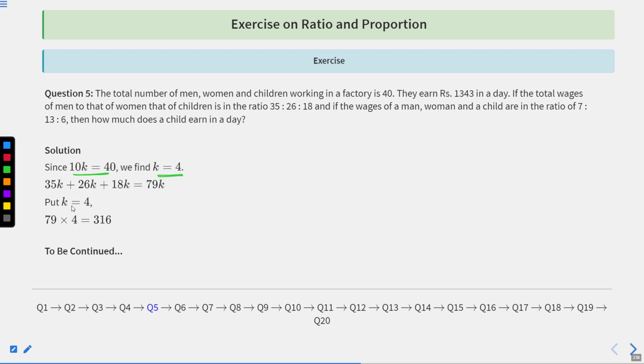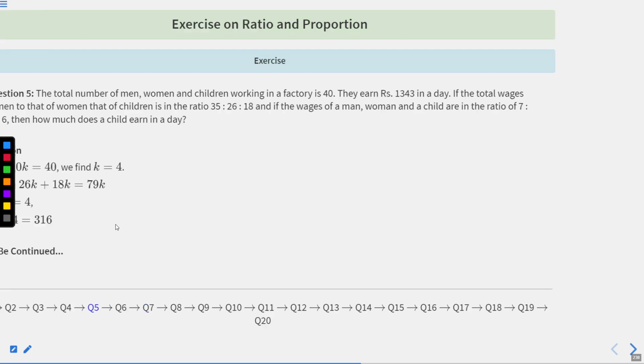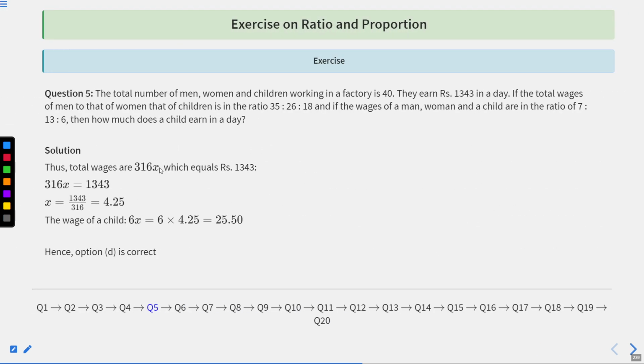So that means putting k equal to 4, I will have 79 into 4, that is equal to 316. Thus the total wages are 316x, which are equal to 1,343 rupees. So x will be equal to 4.25. So the wages of a child is equal to 6x, as initially mentioned in the question. So 6 times 4.25 will be equal to 25.50. So the correct option here will be option D.